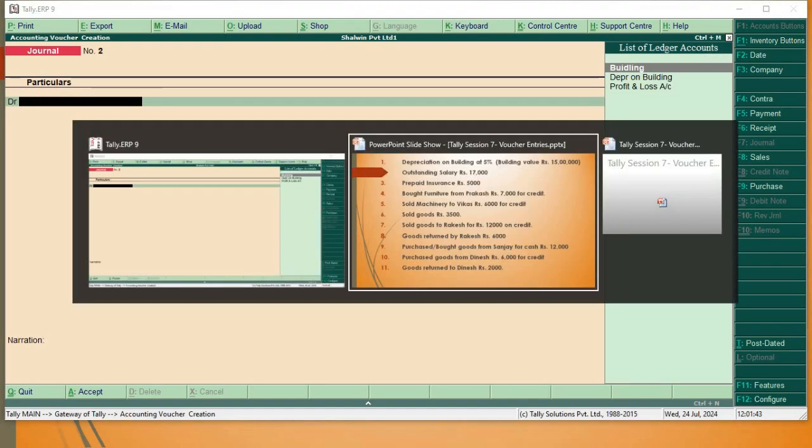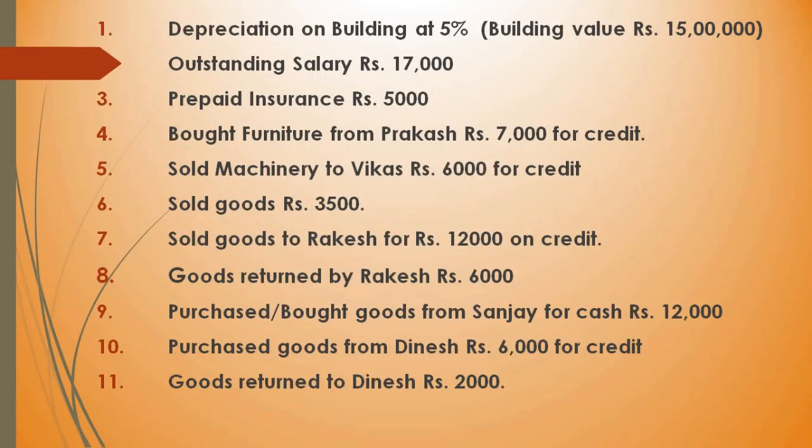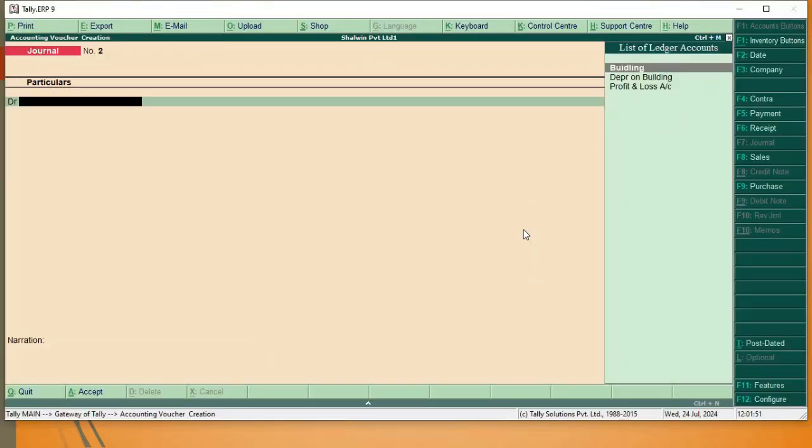So next transaction, outstanding salary rupees 17,000. Here the two accounts are outstanding salary and salary. And once again it has to be entered in journal. Outstanding salary is a current liability. So liabilities will be on the credit side, and salary is an expense. Expense will be on the debit side.